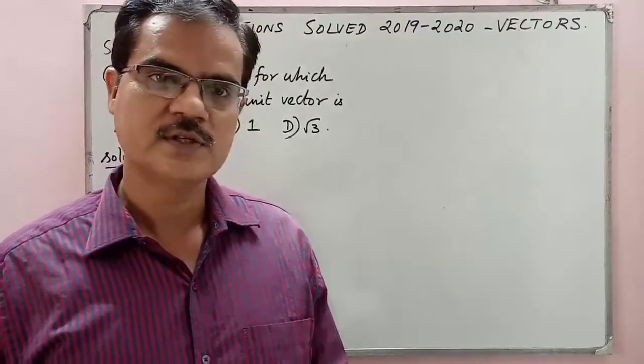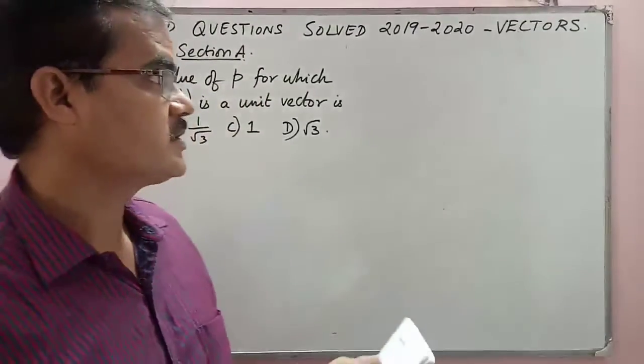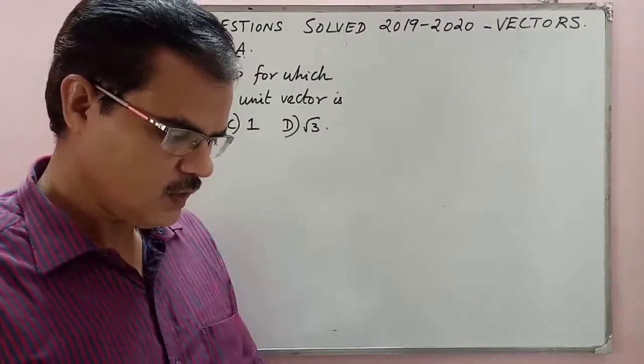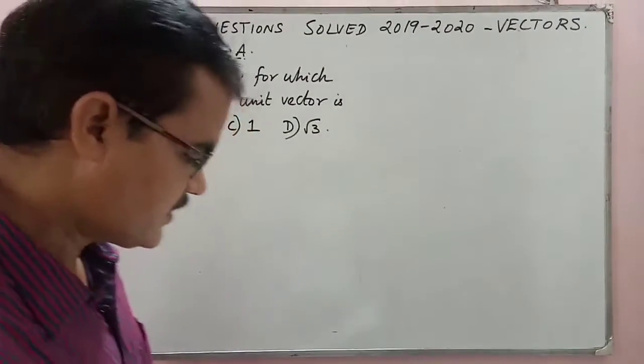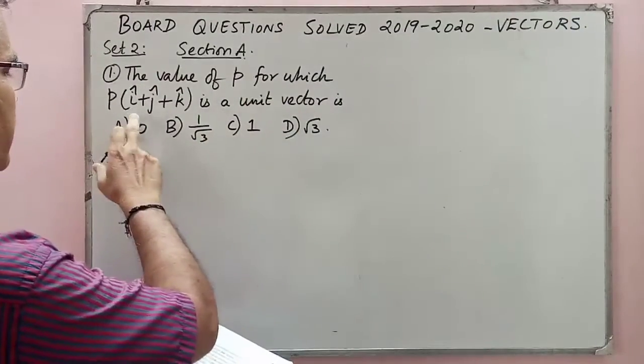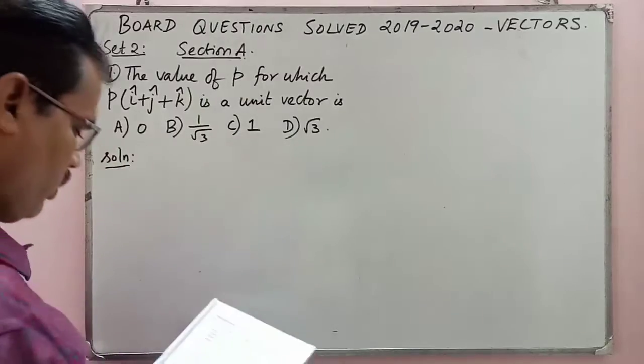Now we are going to discuss the CBSE question paper chapter wise. Today we are going to discuss the vector algebra chapter. In the set 2 question paper, the first question says section A, one more question. The value of p for which p(i + j + k) is a unit vector. The options are given here, 4 options are given.